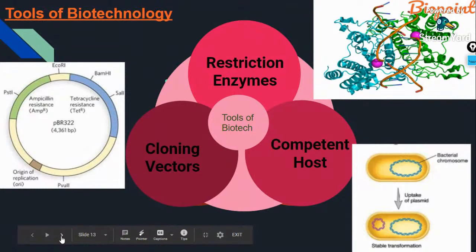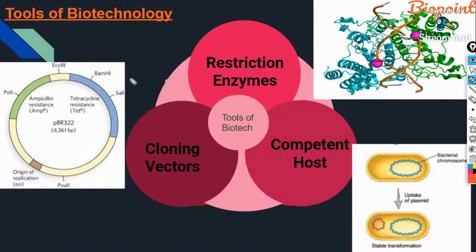Yes. Next, we are moving on to the tools of biotechnology. I hope I have told each and every point that can come as an MCQ from the topic up to this portion. Next, we are moving on to the tools of biotechnology that we are discussing right now.